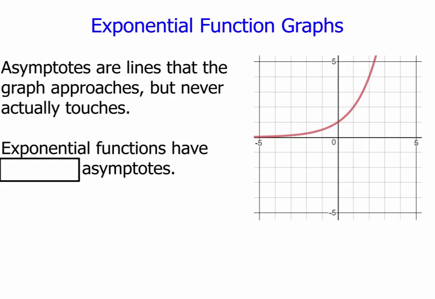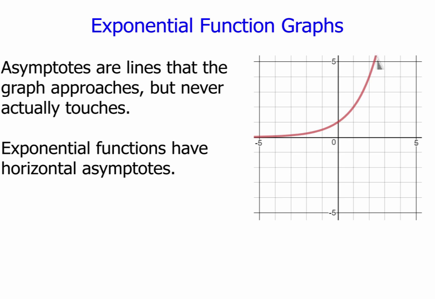Exponential function graphs look like this. They have this curve to them, they're a curved graph. And exponential functions have what are called asymptotes. Asymptotes are lines that the graph approaches but never actually touches. Exponential functions have horizontal asymptotes.